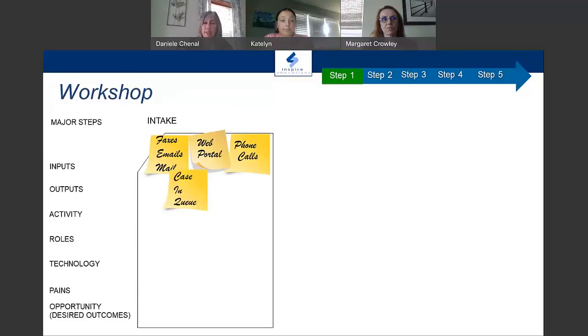And then what's the expected output, right? The expected output is that we're going to capture a case and get it into some type of queue, whatever your mechanism may be for how you're currently doing that today. And then there will be different activities, right?